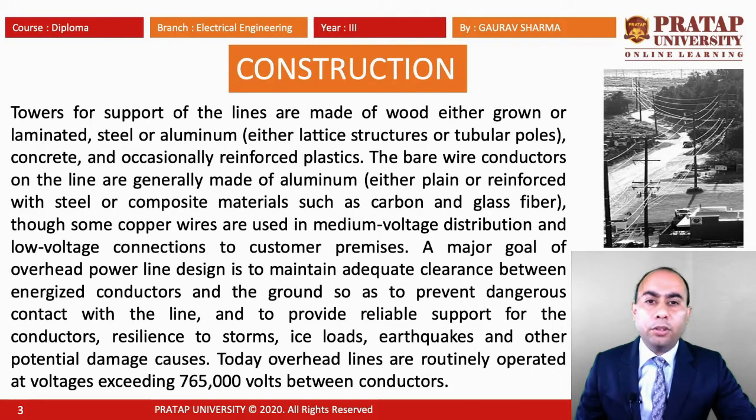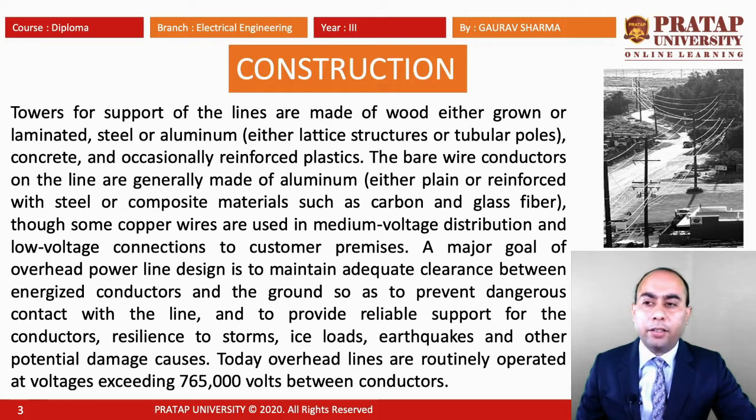Now, when we talk about the construction of this structure, the first thing that strikes our mind is the towers, or the support structures for the conductors. We have already discussed the towers and the various types of steel towers, steel lattice towers, and poles. The supports for the line are made of wood, either grown or laminated, steel or aluminum, concrete, and occasionally reinforced plastics.